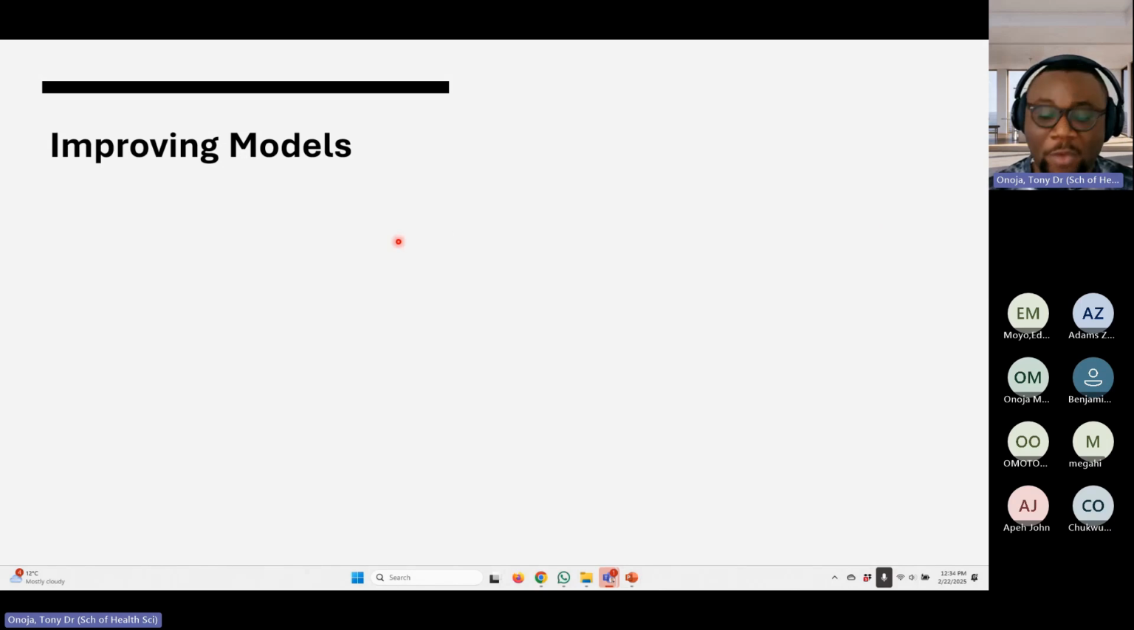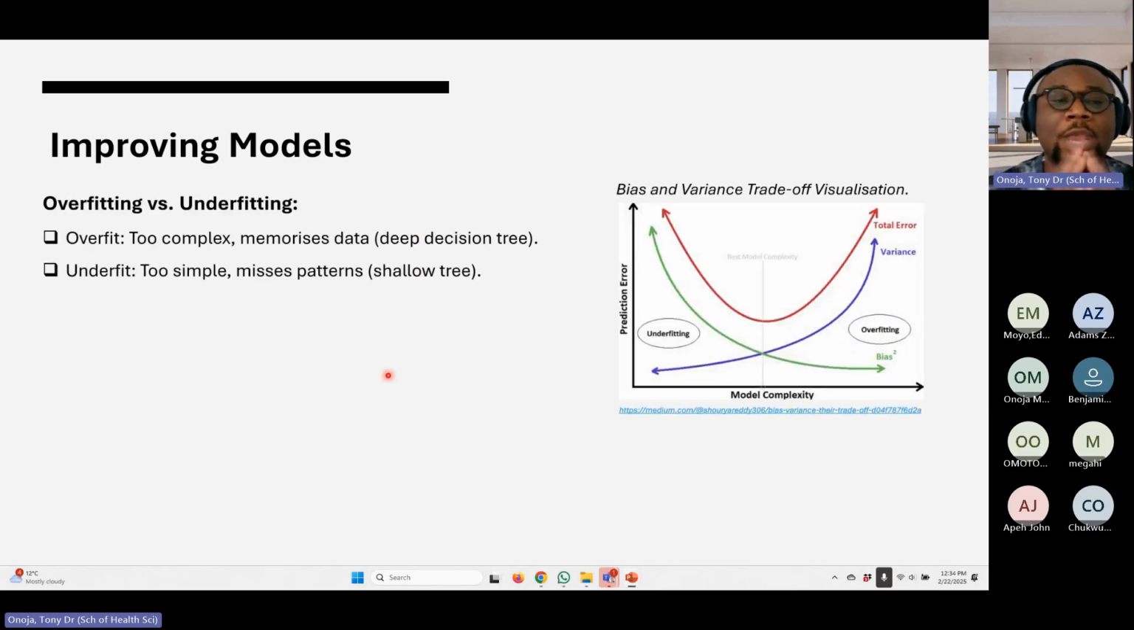So when we talk about improving our model, what we are going to be looking out for is overfitting and underfitting. Now, like I said, I'm always trying to find words that will keep those things simple. When we talk about overfitting, basically know that overfitting is always something that you have to struggle with in almost all that you are doing.